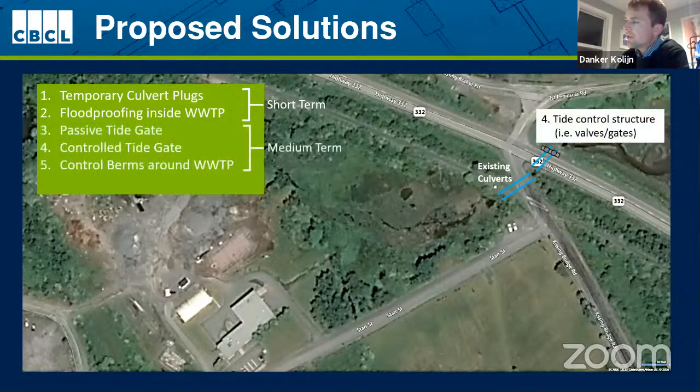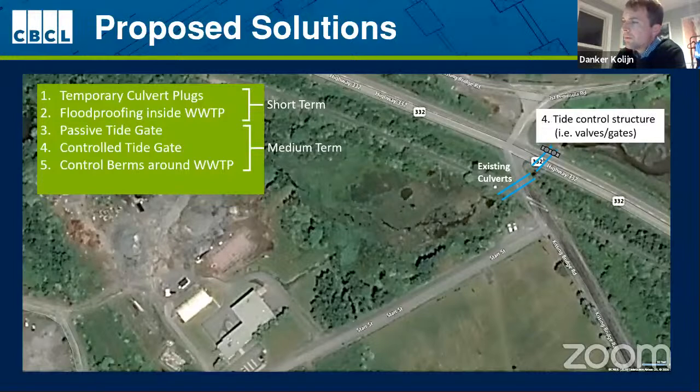Medium-term solutions are installing gates on these culverts. There are two kinds of gates. There's a passive gate that moves with the tide. The problem with this gate type is that it would block water from exchanging freely into the marsh and its nice marsh habitat. And to maintain that marsh, it's better to have the culverts open all the time and to control them manually.